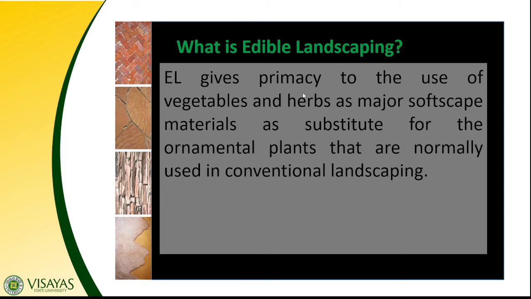Edible landscaping gives primacy to the use of vegetables and herbs as major softscape materials, as a substitute for the ornamental plants that are normally used in conventional landscaping.